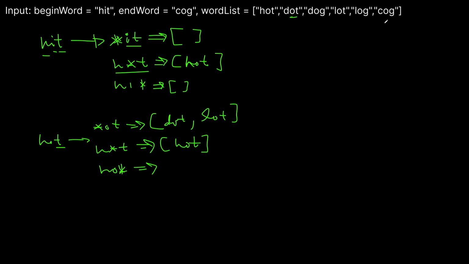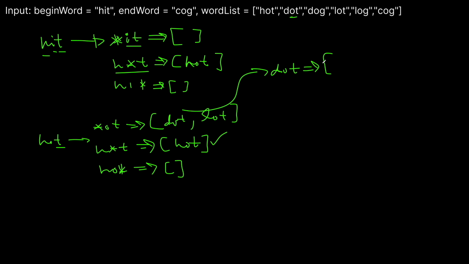What about HO? What can we do here? We can't really do anything. There's no words that start there. So this is going to be an empty list. And this one we've already explored, so we don't need to do it again. And we can do the same thing for this word, right? So dot, how many words match this pattern dot?